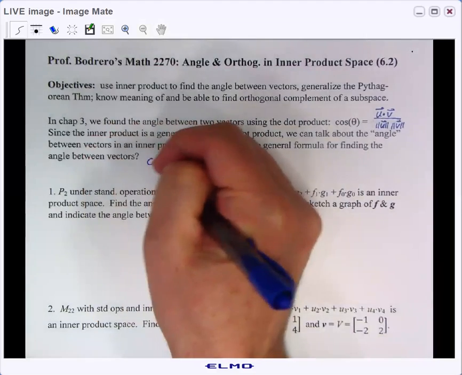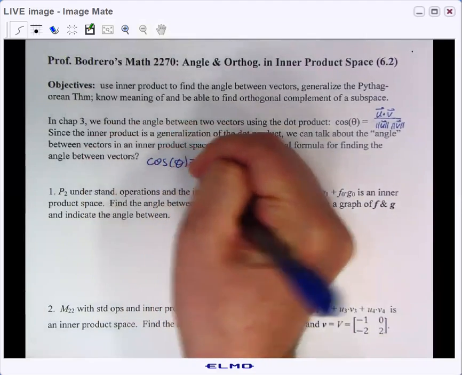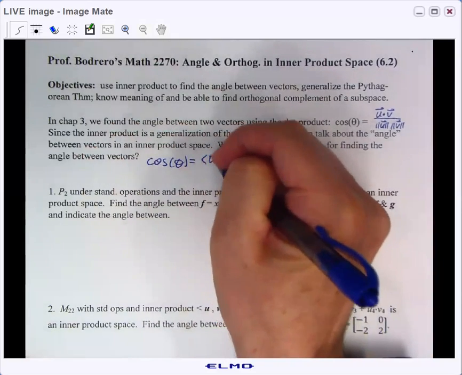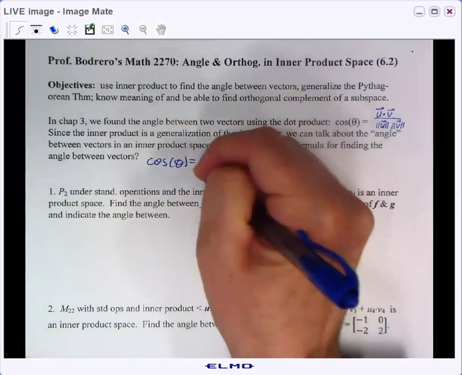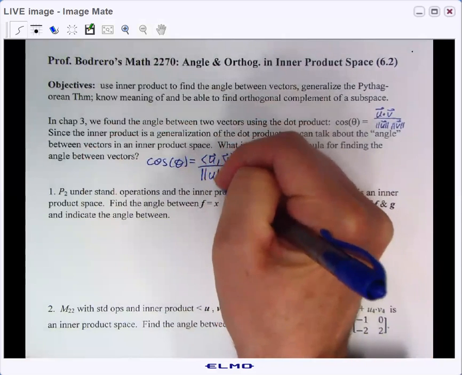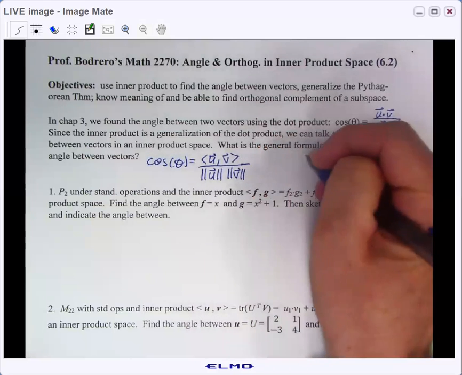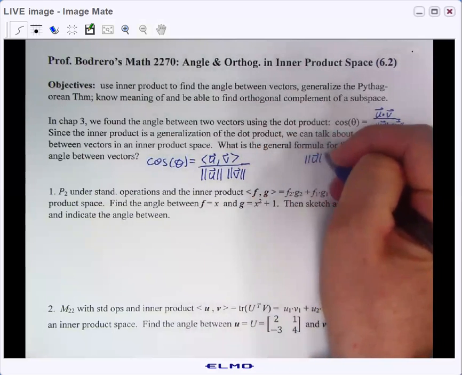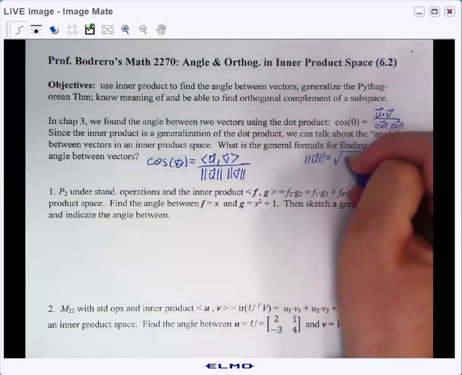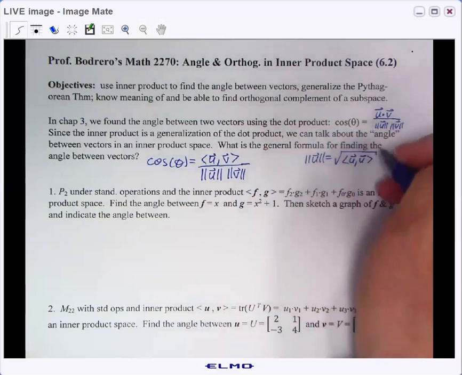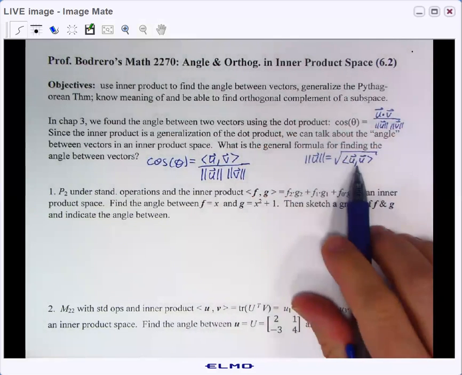So the cosine of theta is equal to, instead of the dot product, the inner product of vector u with vector v, and we still keep the magnitude of u and the magnitude of v down here, remembering that the magnitude of a vector is simply the square root of u inner product with itself, which is okay because by our fourth axiom, this has to be greater than or equal to 0.